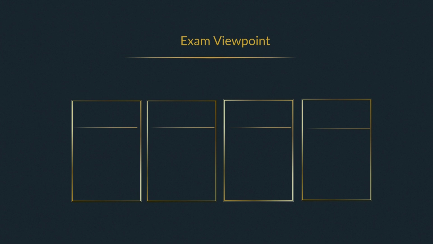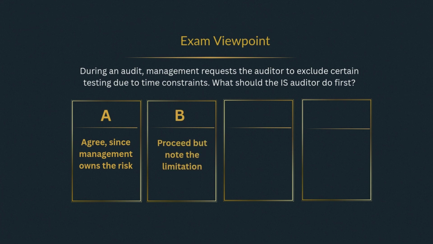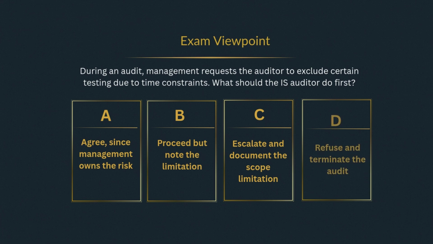In the CISA exam, this situation could appear as a single, short question. During an audit engagement, management requests the auditor to exclude testing certain areas due to time constraints. What should the IS auditor do first? You might see options like: A. Agree, since management owns the risk. B. Proceed, but note the limitation in the report. C. Escalate the issue to the audit manager and document the scope limitation. D. Refuse and terminate the audit immediately.